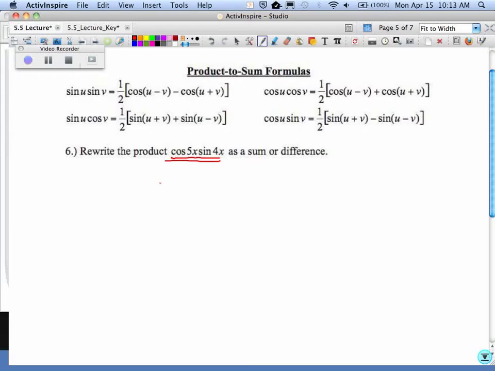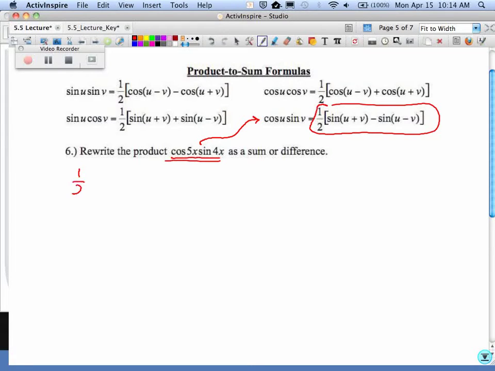Find which one takes a cosine of something times a sine of something else. And that is right there. Follow the pattern. Notice that this is like 5x and 4x, and yet we have u's and v's up here. Think of the u's and the v's as part 1 and part 2. So what the pattern says is take 1/2.